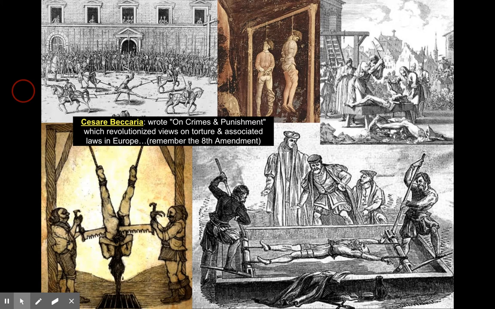And so this guy, Beccaria, he wrote this book called On Crime and Punishment, which revolutionized views on torture and associated laws in Europe. If you think about the Bill of Rights that we have in the United States, the Eighth Amendment says that the U.S. government cannot have unreasonable bail, and it cannot punish you while you're under custody, is the basic synopsis. And so it's derived straight from these ideas coming out of the Enlightenment.